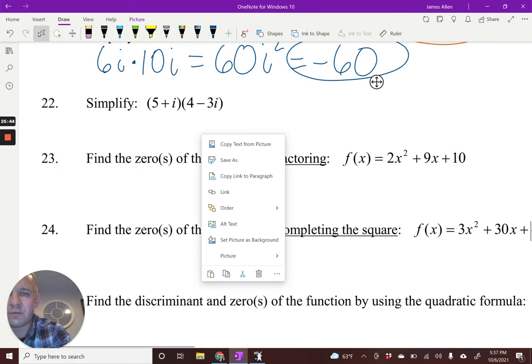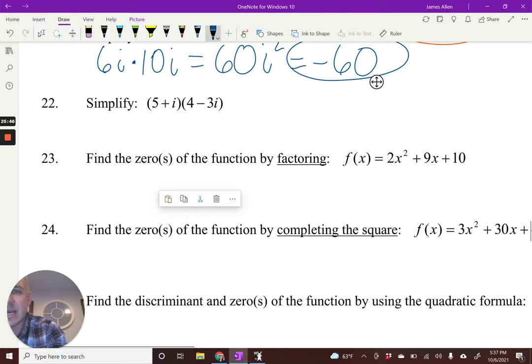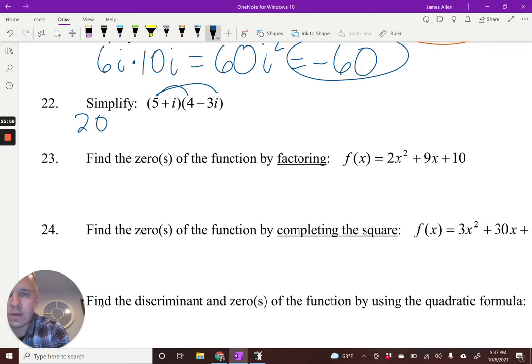Now I want to FOIL these next two. And we've already done something like this, right? We did it in the other problem. It was a little more complex, but hey, let's go for it because it's awesome. All right. So I've got 20 minus 15i, and then plus 4i, and then minus 3i squared. Cool.